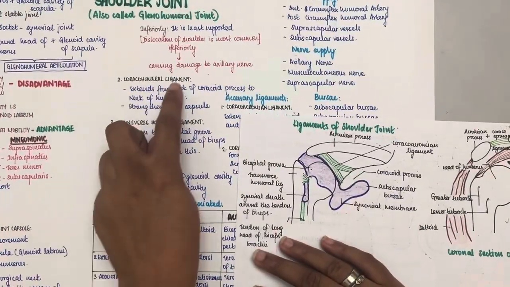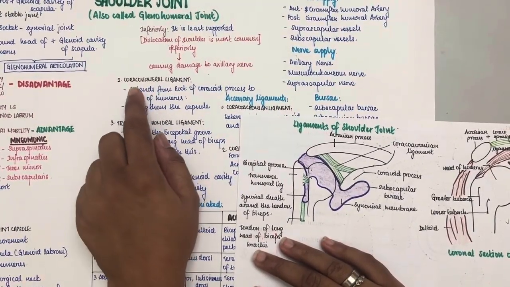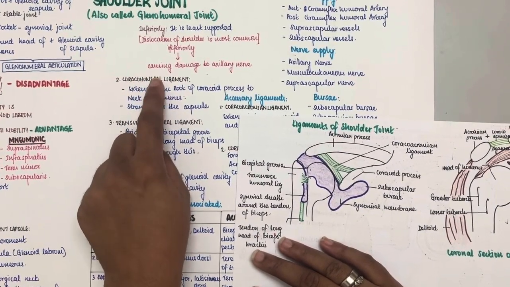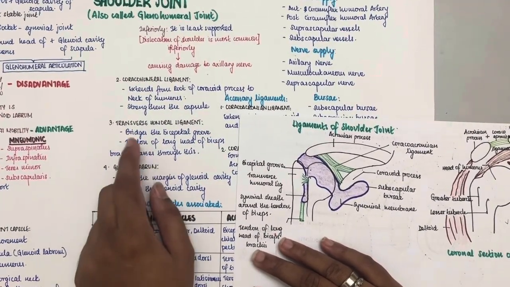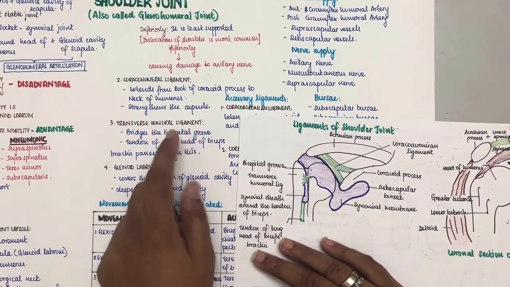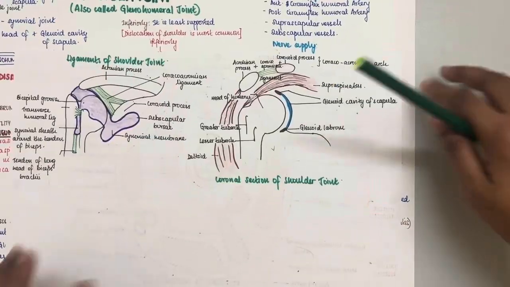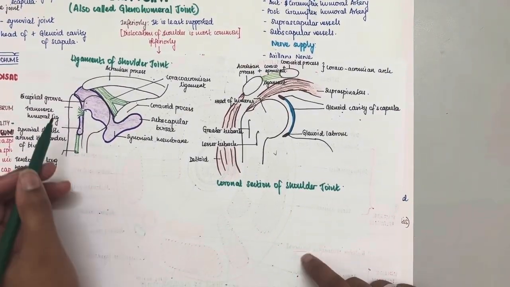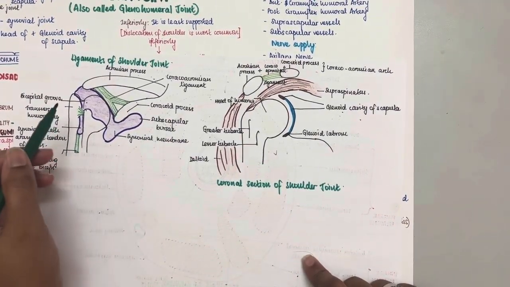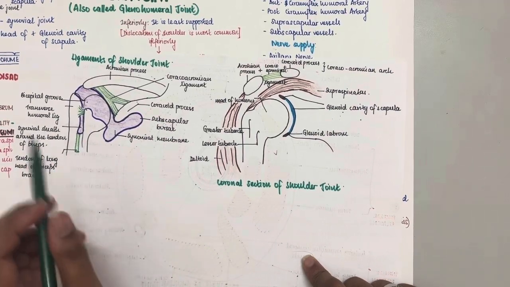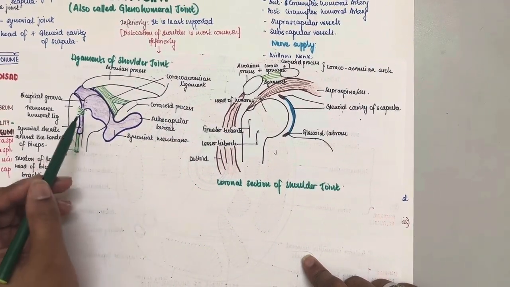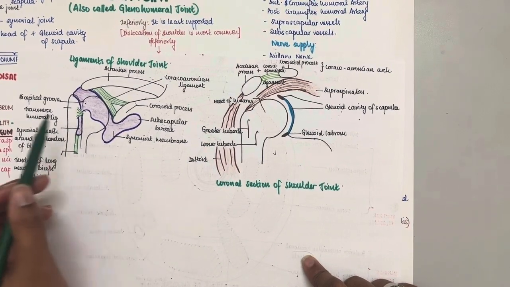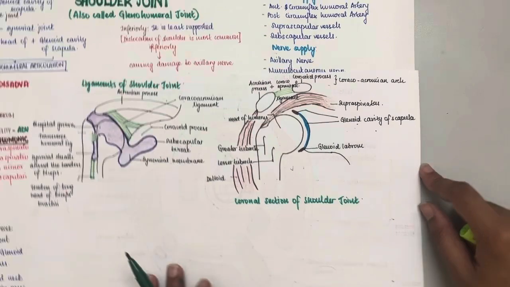Next is the coracohumeral ligament. As the name suggests, it is between the coracoid process of scapula and humeral bone, humerus. Next is the transverse humeral ligament. So here, this is the transverse humeral ligament. It is present between the bicipital grooves. This is the bicipital groove, and this one is the bicipital groove. So it is present transversely along the bicipital groove. That is why it is called transverse humeral ligament.